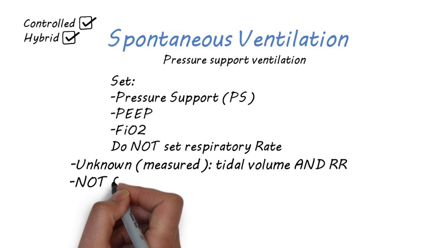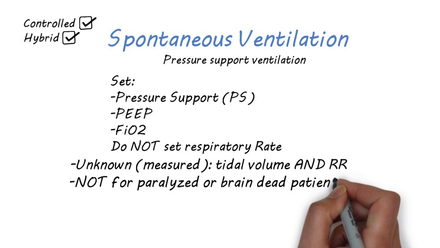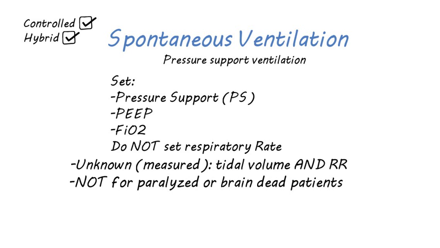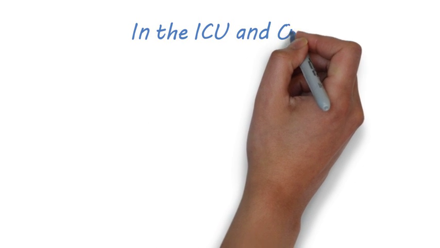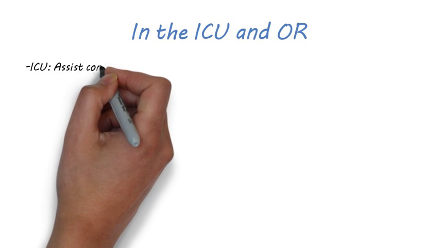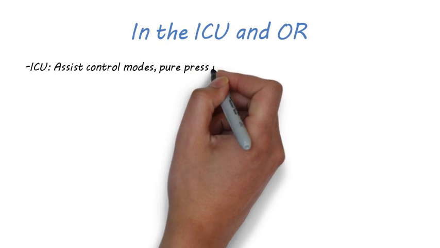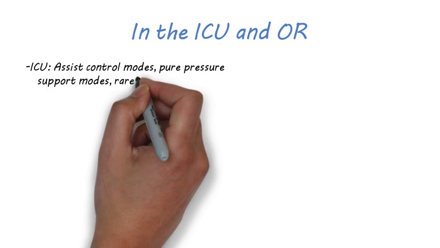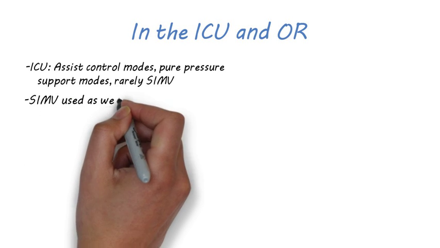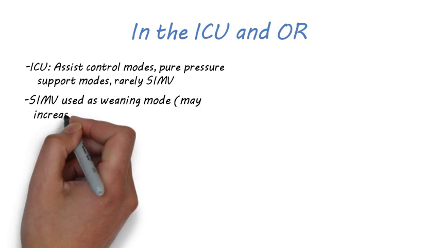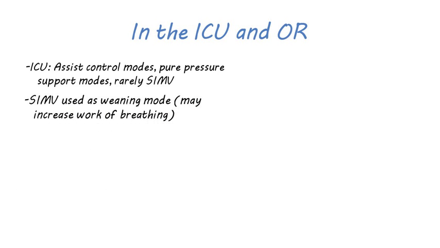You cannot put a patient on pressure support who is paralyzed, or has no drive to breathe, or is brain dead, as no breaths will be generated. In the intensive care units, you will see assist control modes of ventilation and pure pressure support modes of ventilation. You will very rarely, if ever, see SIMV modes of ventilation. SIMV used to be used in the ICUs as a weaning mode. However, studies have demonstrated that SIMV may actually increase work of breathing, causing fatigue and prolong the time to extubation.